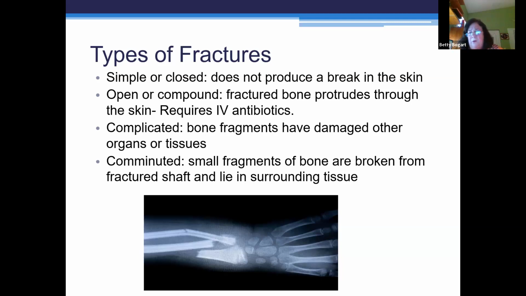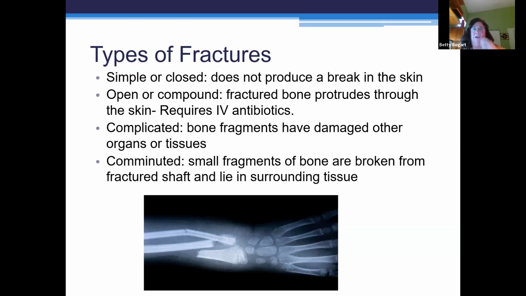Once the bone protrudes through, it is opened into the air, and now we're worried about infections. The treatment is IV antibiotics for this child. That is the priority. We do not want osteomyelitis. And if we don't treat it aggressively, that's what can happen. And that could cause loss of limb, finger, toe, or whatever. Okay?